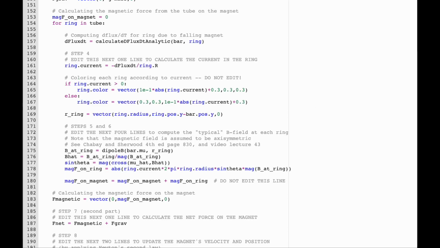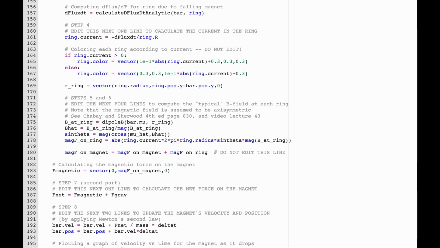Now, if we're curious what would happen if the resistivity were to approach 0, we simply have to look at the relationship between the current and the resistance, which is inversely proportional. As the resistance falls to 0, the current will shoot up to infinity, which will cause the force to increase significantly higher than the force of gravity, which will cause the magnet to shoot way up.